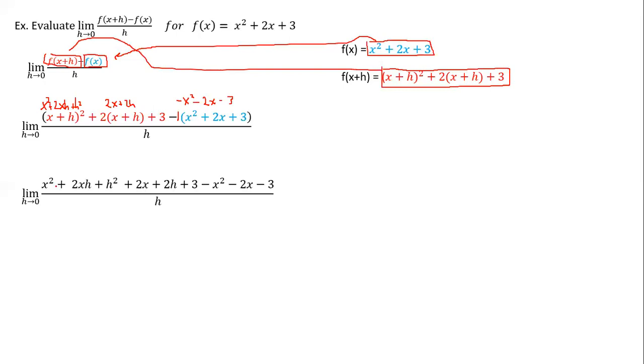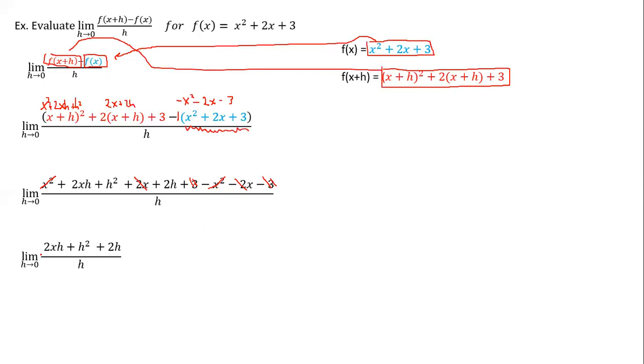Now look for things we can get rid of. There's an x squared that's common. There's a 2x and a 3. So all of those get eliminated. X squared minus x squared, 2x minus 2x, 3 minus 3. And once again, everything we put in for f of x, all of those terms have been eliminated, which means we're probably on the right track.